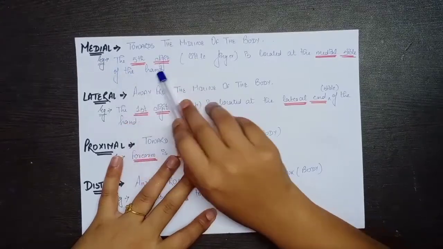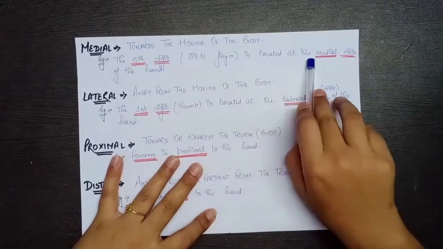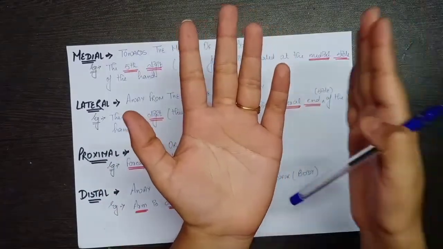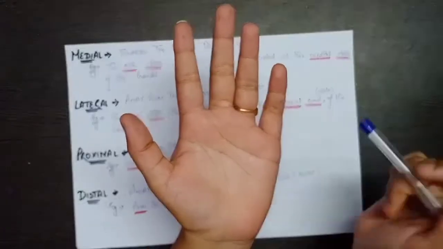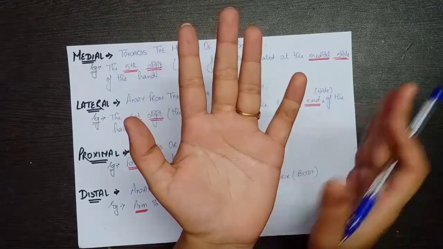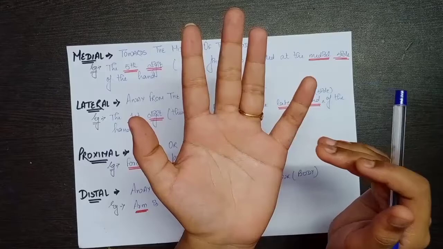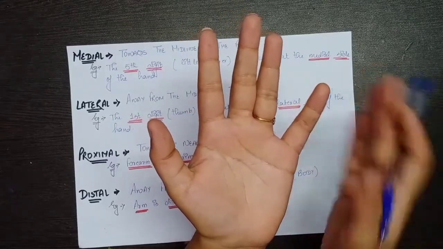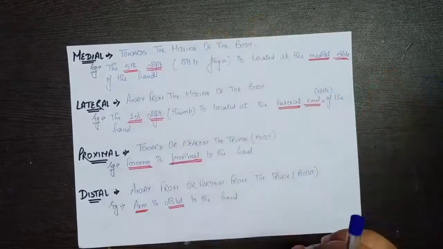For example, the 5th digit or the little finger is located on the medial side of the hand. See, this is my hand and this side would be my midline, and this would be my 5th digit or little finger. So this is towards the midline, that's why it would be known as the medial side. The little finger or 5th digit is present towards the medial side of my hand, or of my body.